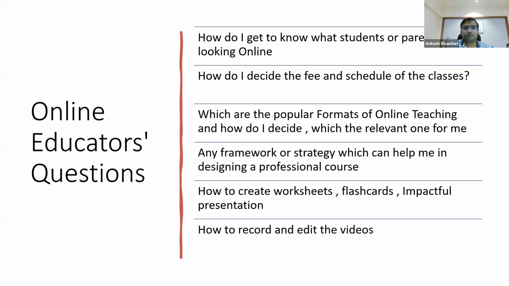These are the first queries. How do I get to know what students or parents are looking for online? I want to start some online classes, but I'm confused which class I should start. For example, I'm a science teacher. Should I start a chemistry class, biology class, science class itself, or physics class? How do I decide the fee and schedule of the classes so that my course becomes profitable? If I charge more fee, I will get fewer students. If I charge low fee, I may not become profitable. So how do I decide my fee and schedule?